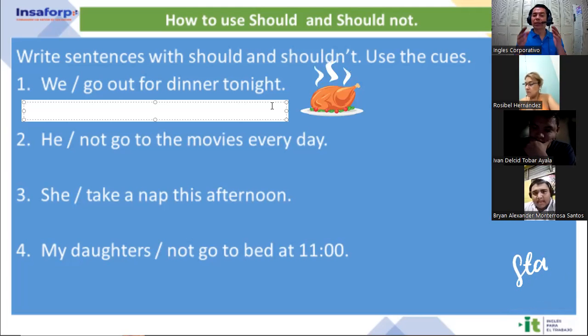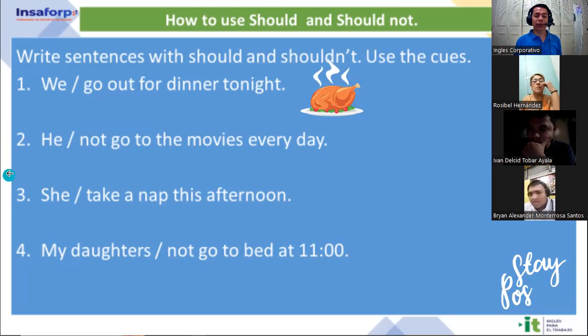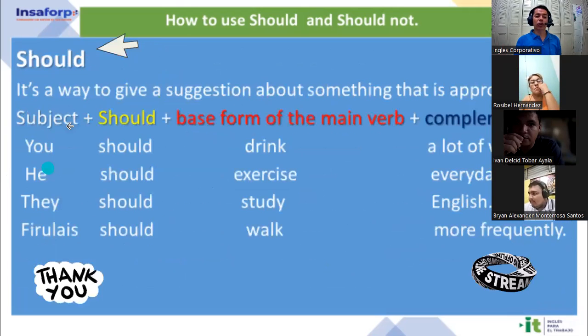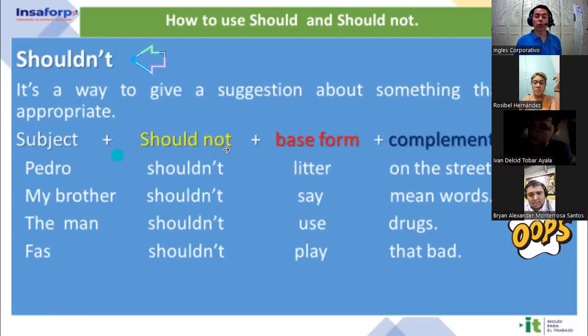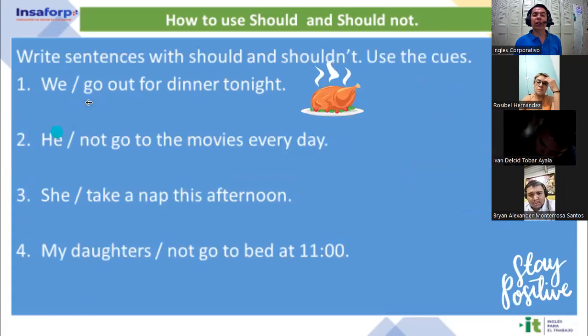Remember the structure is subject, the modal should or shouldn't, right? Vamos a regresar por acá con la estructura. Here, look. Subject, should, the base form and the complement. And when it's negative, subject should not or shouldn't, contraction, the base form and the complement. So the same we're going to make here: subject, should or shouldn't, and then the verb go in this case, right, Stella? Okay, ready?